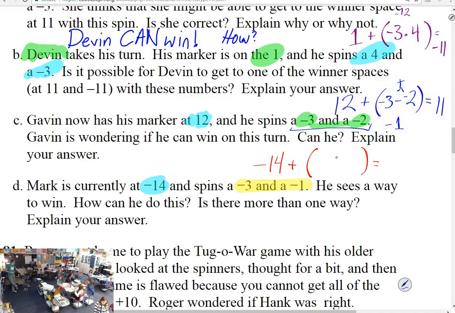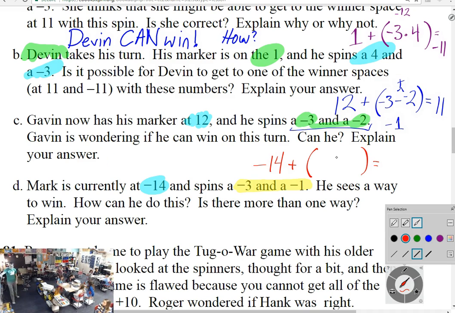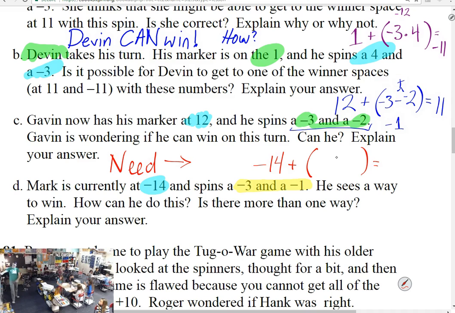Mark. Grant, can you help me with Mark? He starts at negative 14. Do you think he can win? So think, what does he need to do to get to, let's say, negative 11? What would he need? Minus 3? So the move he needs to do is to the right. Right, if he's at negative 14, he needs to go positive how far? He needs to go right 3, positive 3. Oh, multiply! Negative times negative makes positive. Negative 14 plus 3, negative 11. Any preguntas?